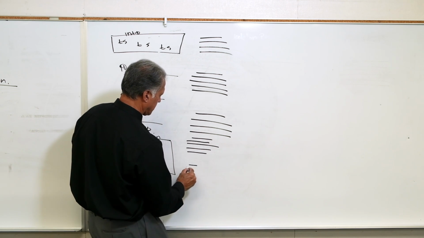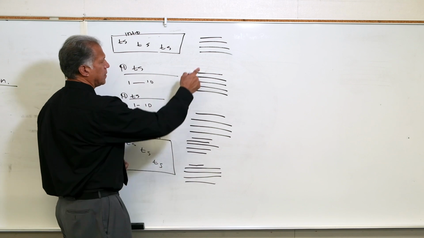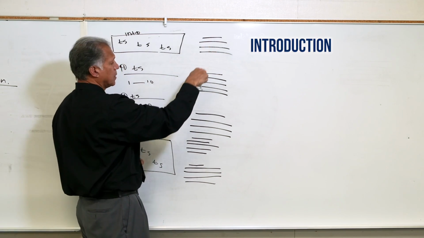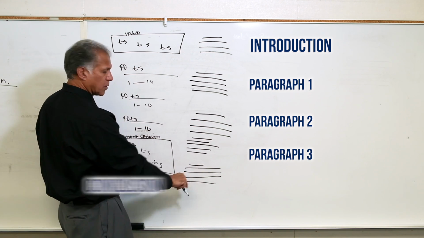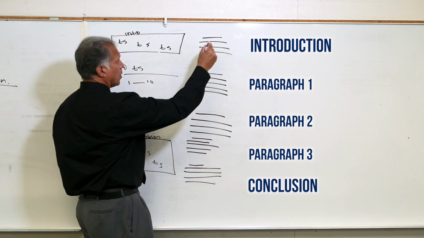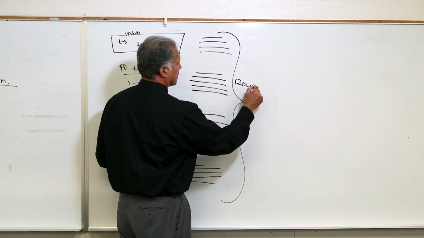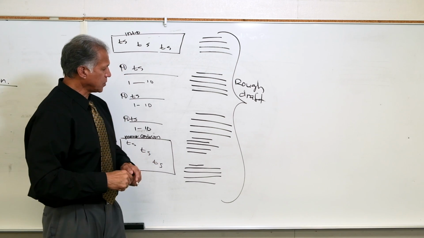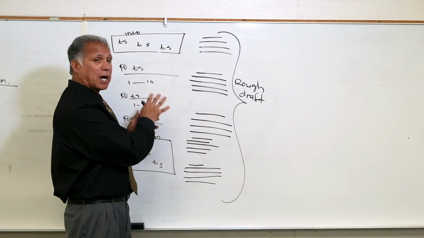Remember, your first sentence is indented, and then the rest of them, and then your conclusion. There's your essay. Here's your intro, paragraph 1, paragraph 2, paragraph 3, and your conclusion. You know how to set this to sentence structure. This is called your rough draft. And you will hear some of your teachers say, now start your rough draft. This is what they're talking about.